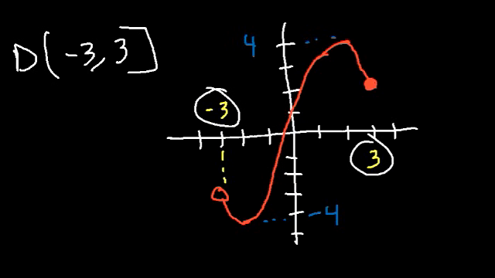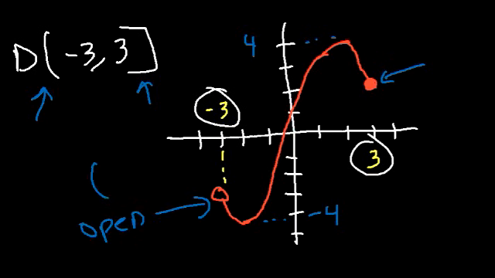So notice that I have parentheses at the -3, but I have a bracket at +3. Whenever you have a closed circle, you need to use a bracket. But if you have an open circle, make sure you use a parentheses.